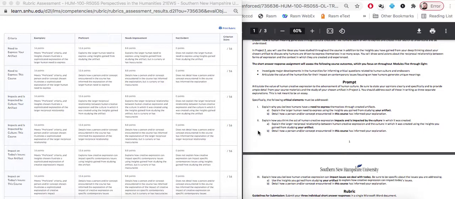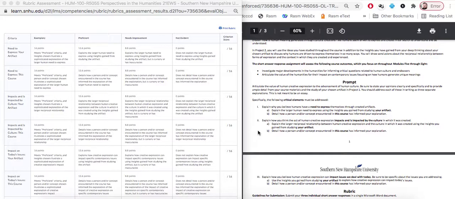So in each of those 3 sections, you are going to give an example from the course, okay, and then specifically answer the question about your artifact as well. So, for example, Roman numeral 1 says, explain why you believe humans have a need to express themselves through created artifacts. So, letter A, explain the larger human need to express using the insights you gain from studying your artifact. And so you're going to use your artifact as an example to explain this broader, larger sort of human need to express.